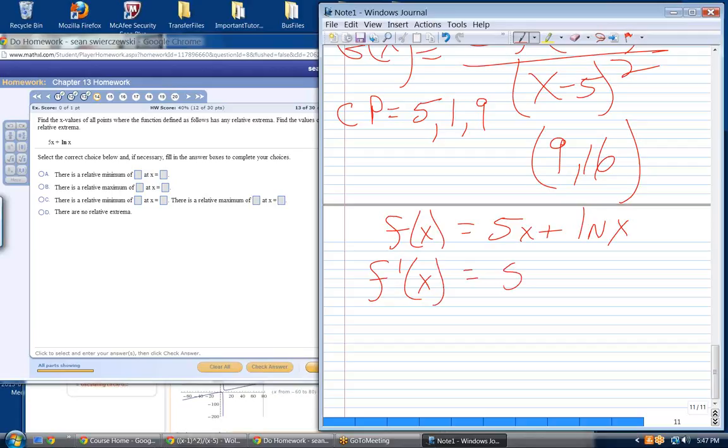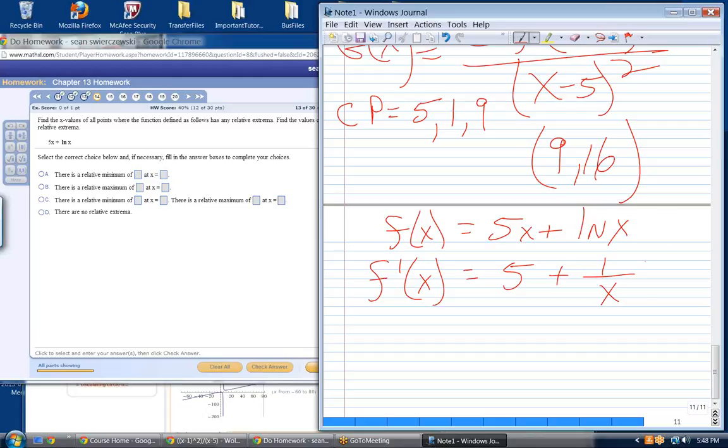5 plus natural log. Now, what's the derivative of natural log of x? It'd be 1 over x. The derivative of natural log of x is 1 over x. That's just something you've got to memorize.